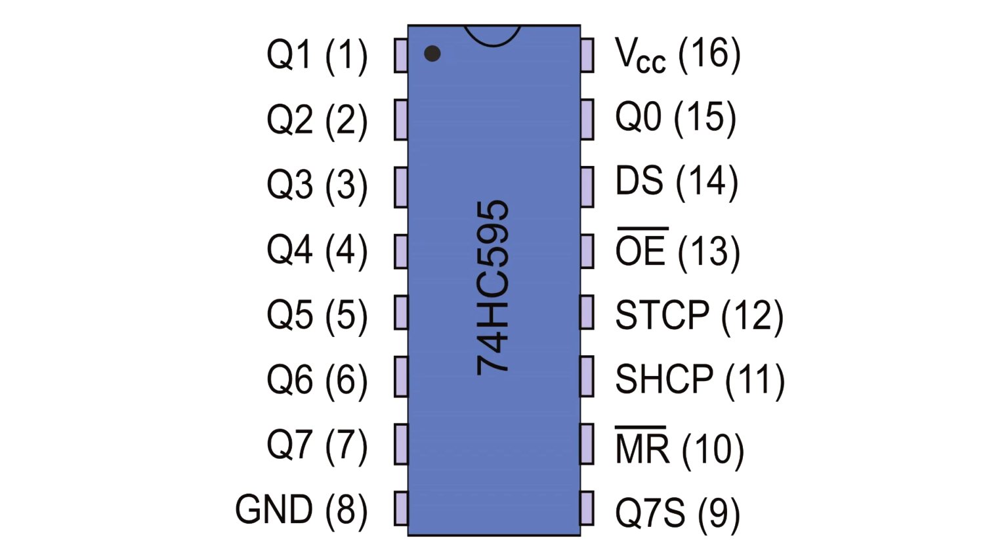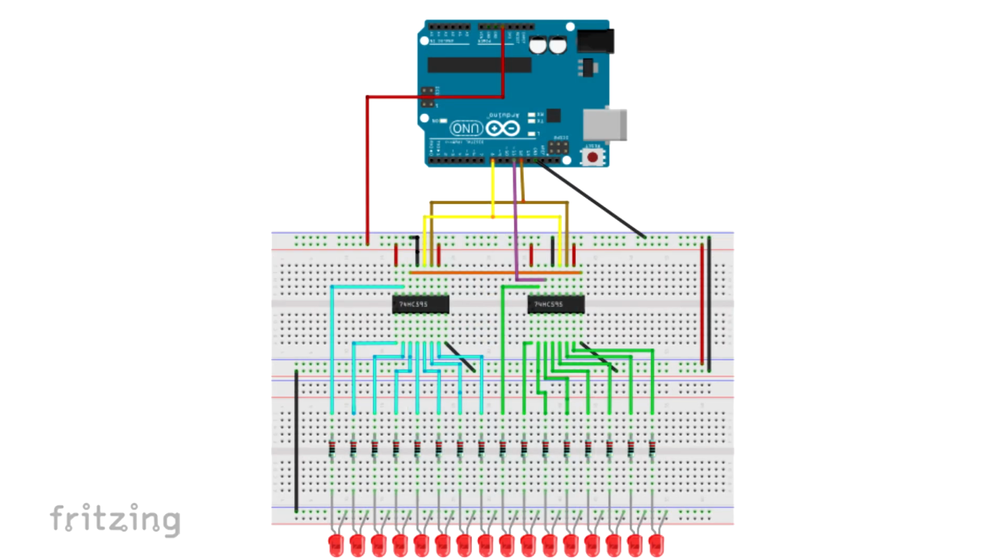If using more than one shift register, like in this sketch, connect pin 9 from one device to pin 14 of the next. You can daisy chain multiple devices in this fashion. Pin 14 is the data pin. Pin 13 is the output enable, and in this sketch is going to ground. Pin 12 is the register clock pin and latch, and pin 11 is the clock pin.